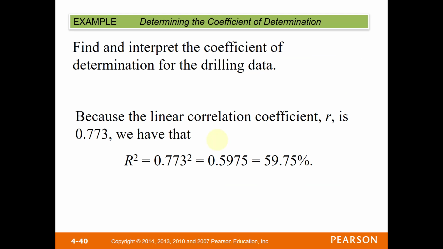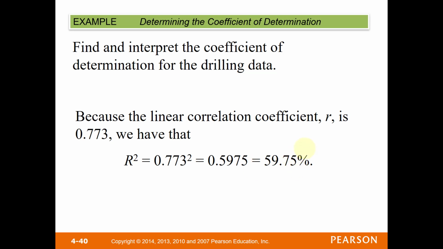For the most part, I just need you to know what capital R squared is. It's the coefficient of determination. How do you find that? Well, you compute little r. Look here, little r is 0.773. You square that. That's capital R squared. In this particular case, it's 0.5975, which means our model explains 59.75% of the change in time is determined by the depth.